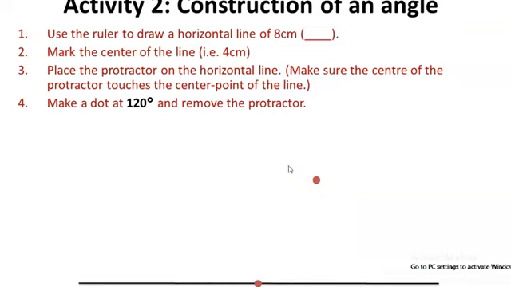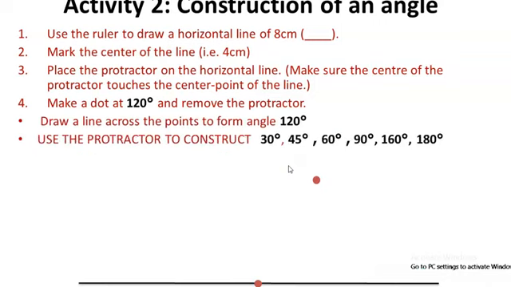The next thing is what? Draw a line across the point to form angle 120 degrees. That means the marked point should touch the center point of the horizontal line. Then therefore we now have angle 120 degrees.